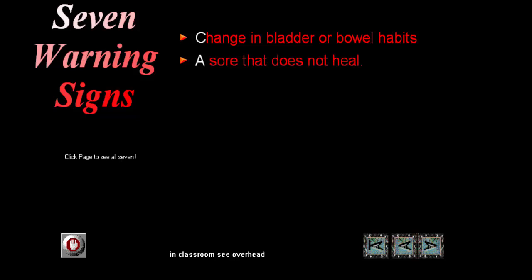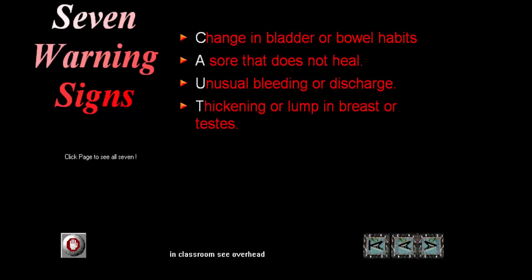We all get nicks and scrapes, and part of living is to develop these sores. But if you have a sore that you've been scratching and rubbing and it's been there for 6 months on your leg, you might want to get that checked out. Unusual bleeding or discharge. Thickening or lump in breast. Notice we tend to think of women and breast cancer as being the major cancer, and it certainly is in women, but the equivalent in males is testicular cancer. Any type of lump or thickening that develops in either of those 2 organs, again, is not good.